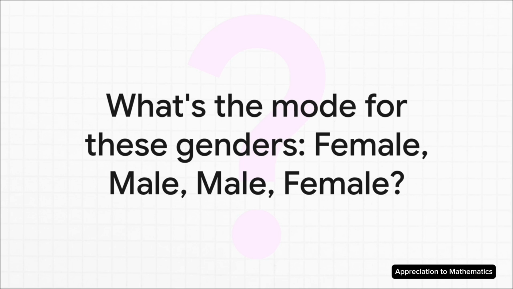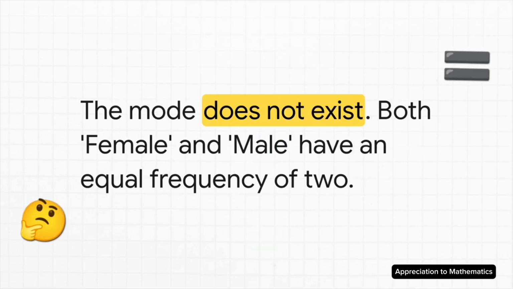All right, last question, and this one's a little bit of a brain teaser. You've got 4 students, 2 female, 2 male. What's the mode? So this was kind of a trick question. The answer is the mode does not exist. Because both female and male show up an equal number of times, it's a perfect tie. And if there's no single most frequent value, well then there's no mode.